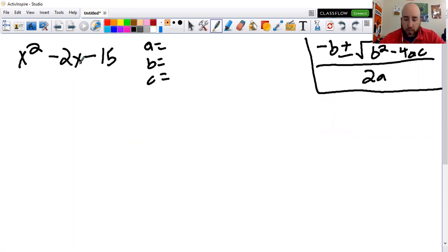Okay, so I got the formula over here. Again, if you don't have it written down somewhere, write it down. I'll give it to you at quiz or test time. You don't have to memorize it. You just have to know how to use it.